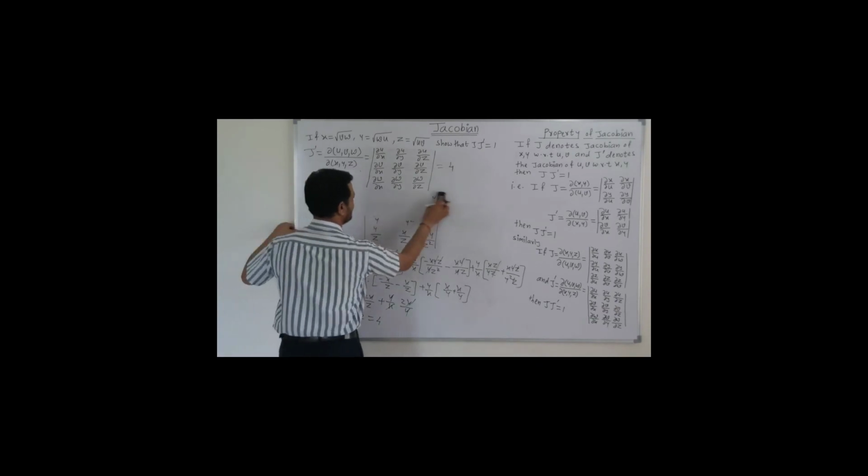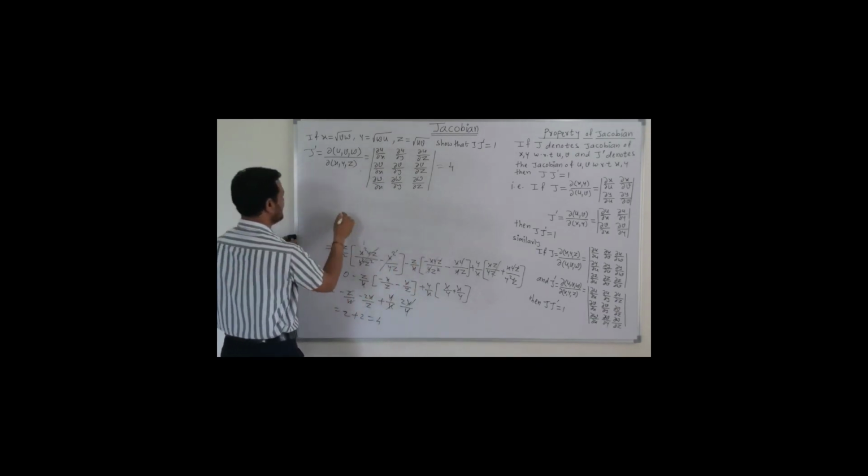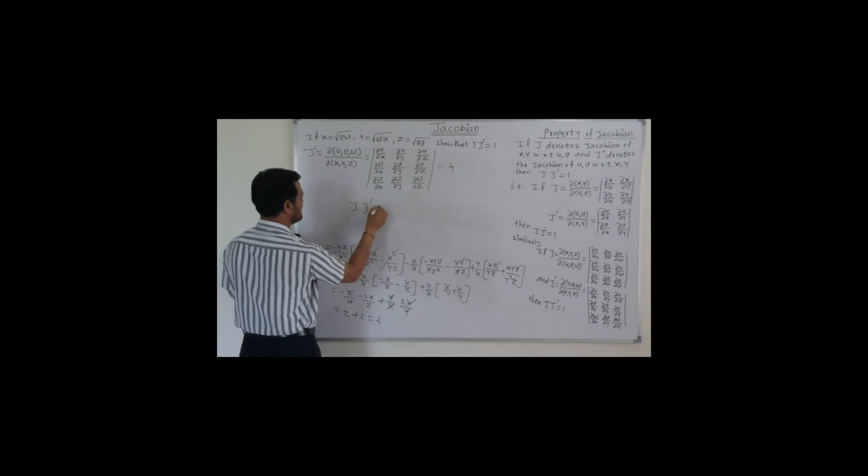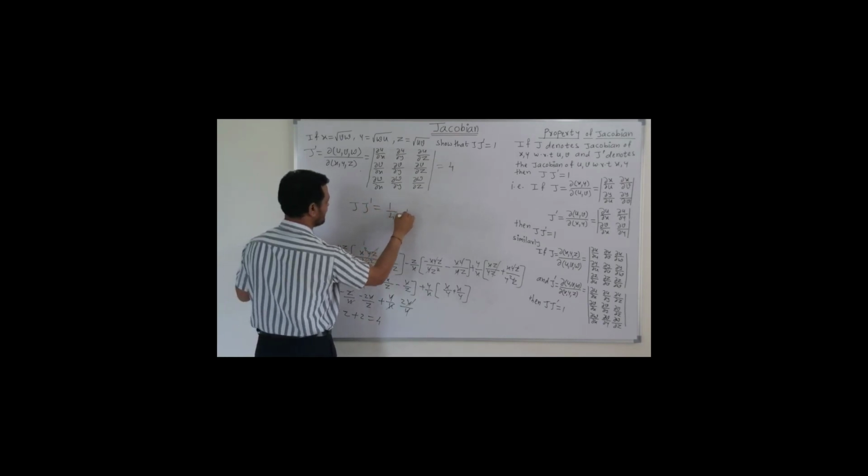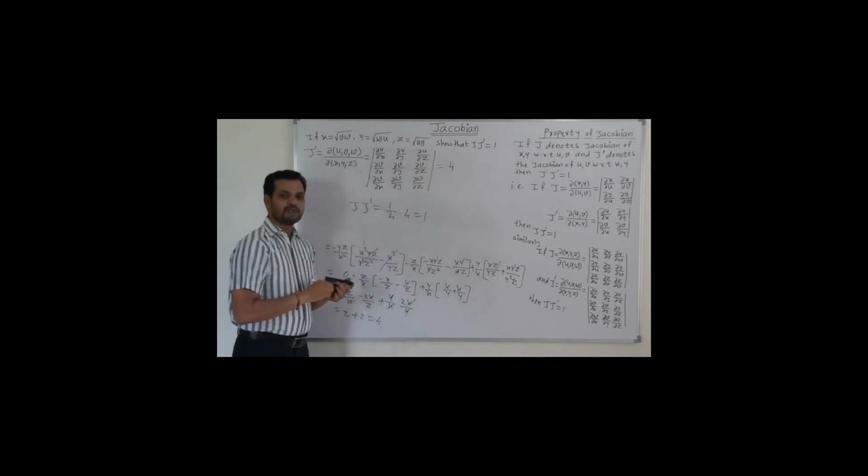So therefore from these two equations we can easily mention that the value of z into z dash is 1 by 4 into 4, which is equal to 1.